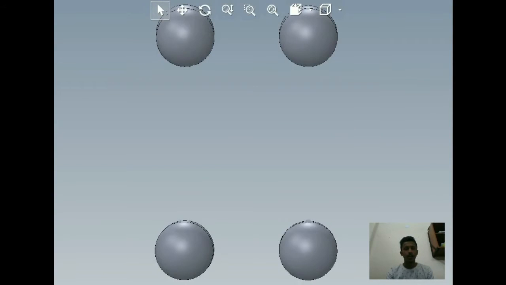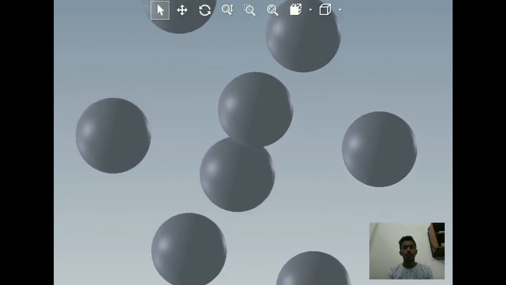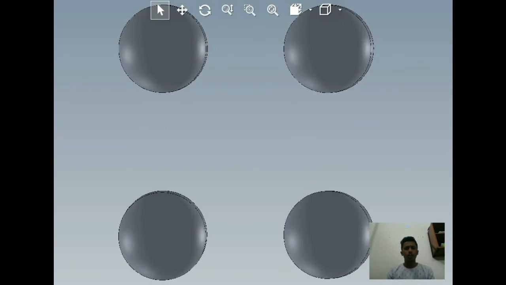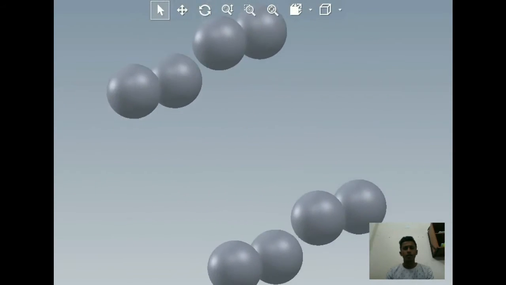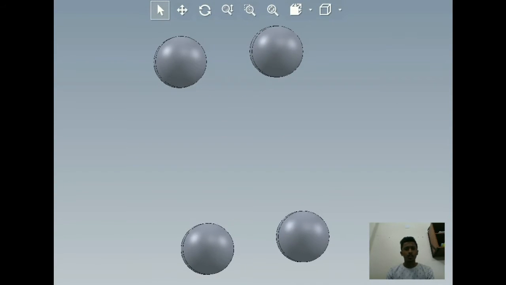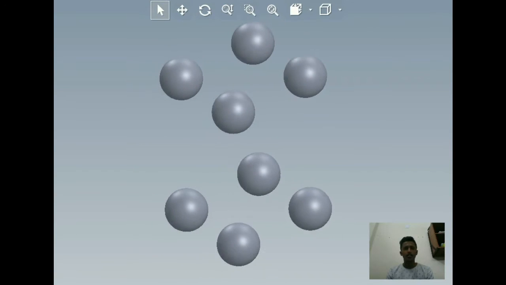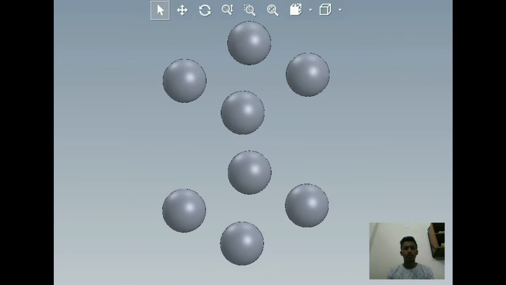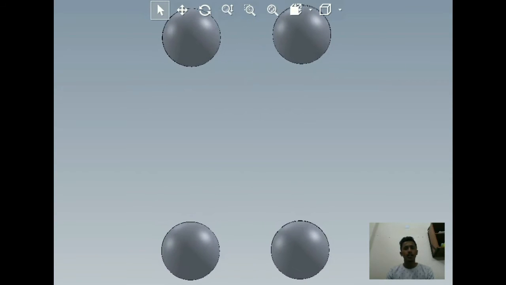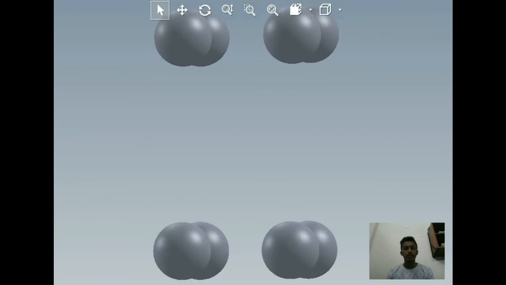Hi everyone, I'm Vivek and I'm going to explain about the orthorhombic primitive lattice structure. Orthorhombic structure is a structure in which all the axes are of unequal lengths, and the angle between each of them is 90 degrees.